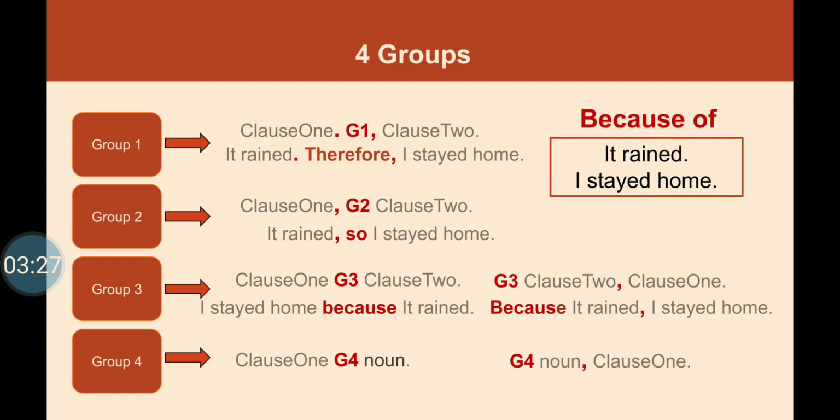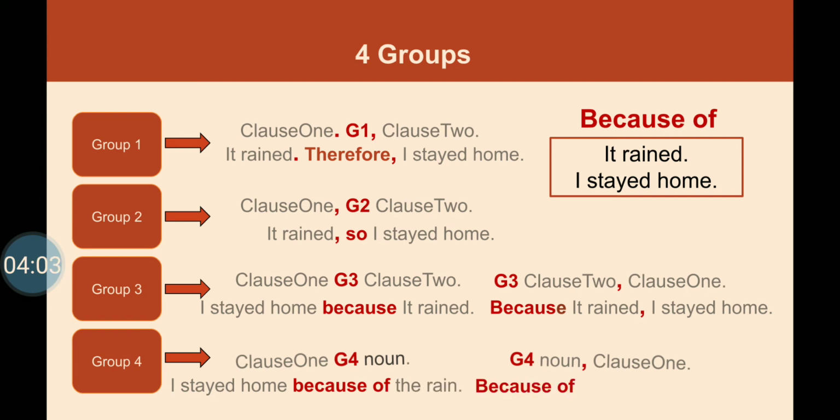Now let's take the last one. Because of. Because of belongs to group number 4. They also have two structures, like group 3. But pay attention here. After the connecting word, we don't have a clause. What do we have? A noun or a noun phrase. So what's the noun phrase or the noun of it rained? Can you say, for example, because of it rained? No. Because of should have a noun after it. What's the noun of it rained? The rain. So let's do it. I stayed home because of the rain. Or, because of the rain, I stayed home.